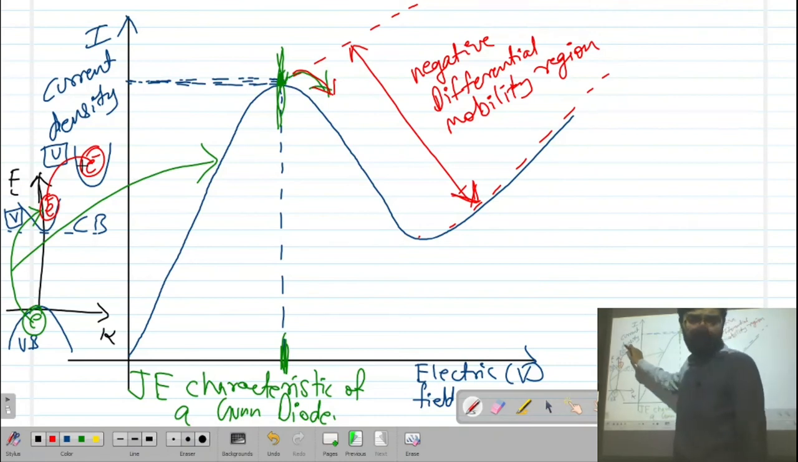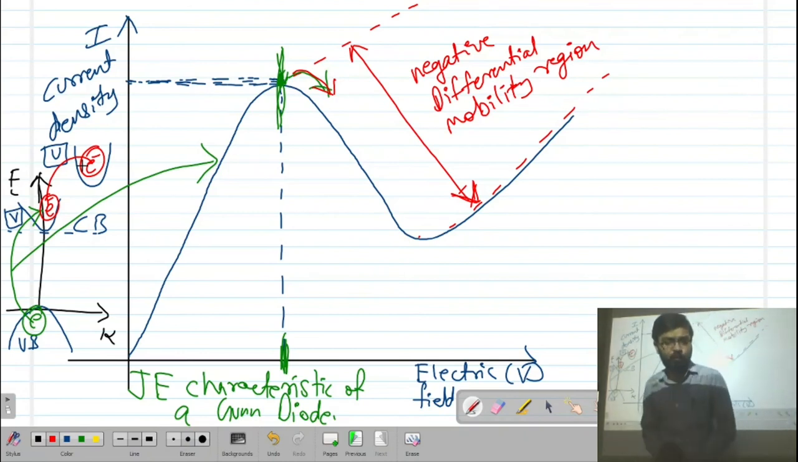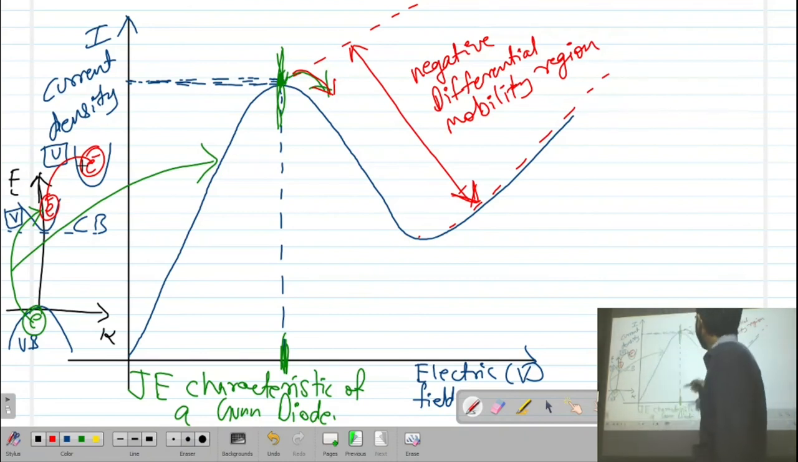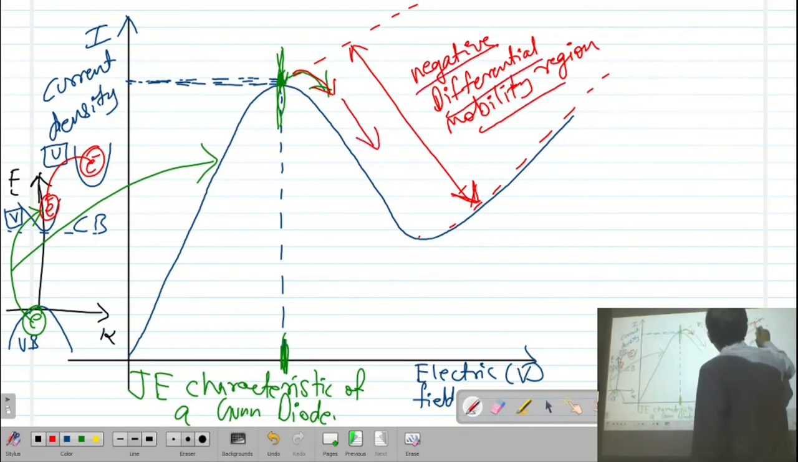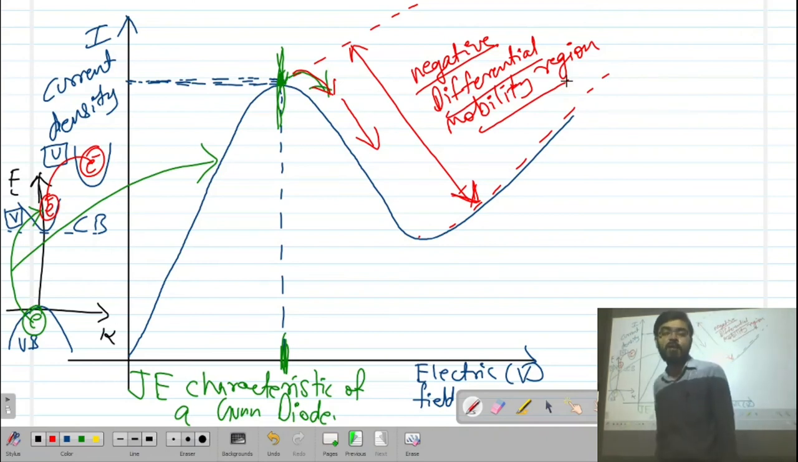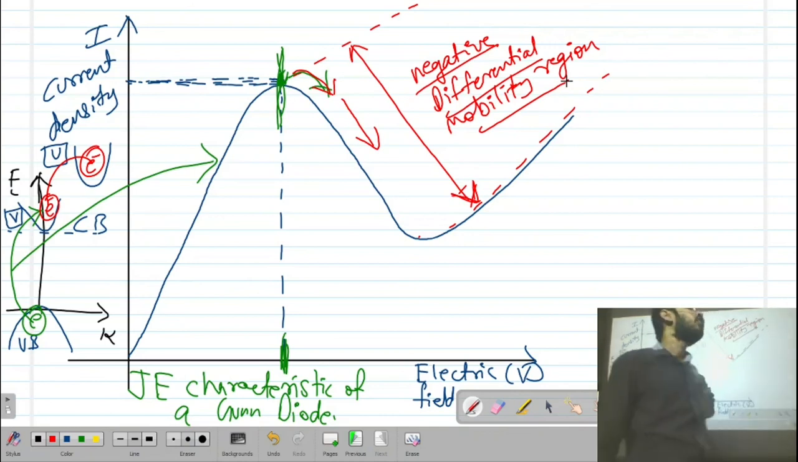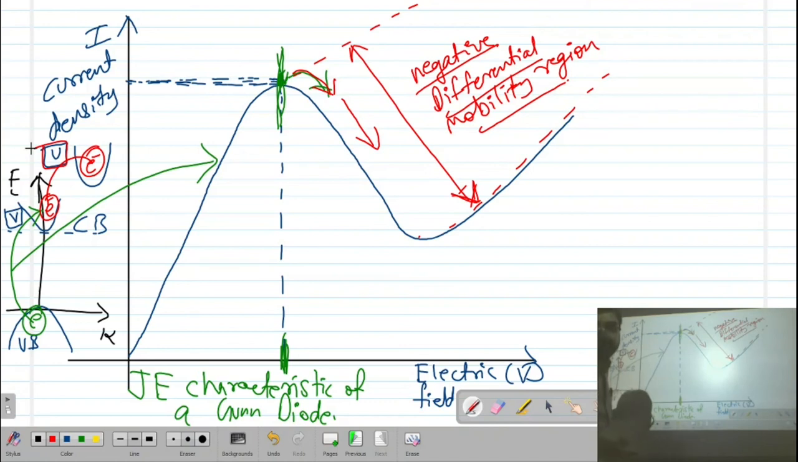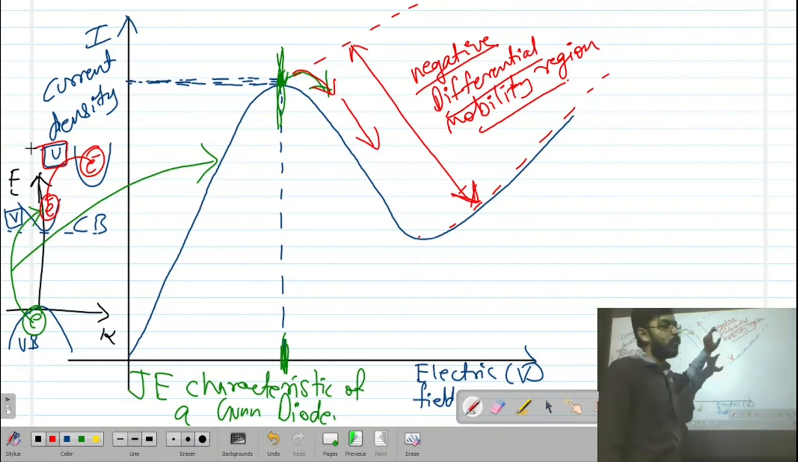In the U valley region, it has a higher effective mass, and due to the higher effective mass, its mobility decreases. So you will find the negative differential mobility region, and the current is decreasing due to the blocking of electrons in the U valley, due to the decrease in mobility. That is nothing but the negative differential mobility region. So this is all about the Gunn diode.